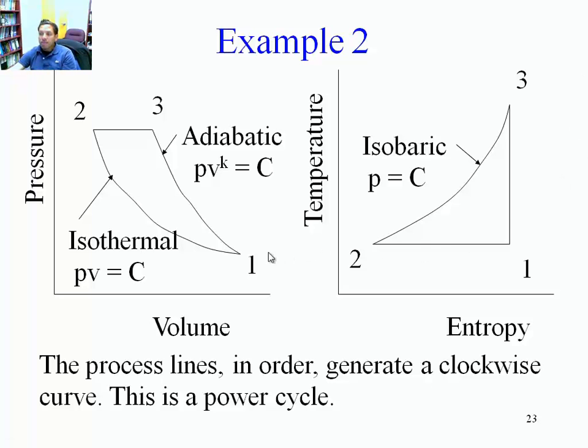So notice that in both of these cases, we go clockwise. So the net amount of work, as you can see in the PV diagram, which is the area under the curve, is positive. That means that this is a power cycle. We can also determine that from the TS diagram. It's clockwise. So the net amount of heat is positive. There's got to be more heat in than heat out, more than heat rejected. And therefore, this is a power cycle. Okay?